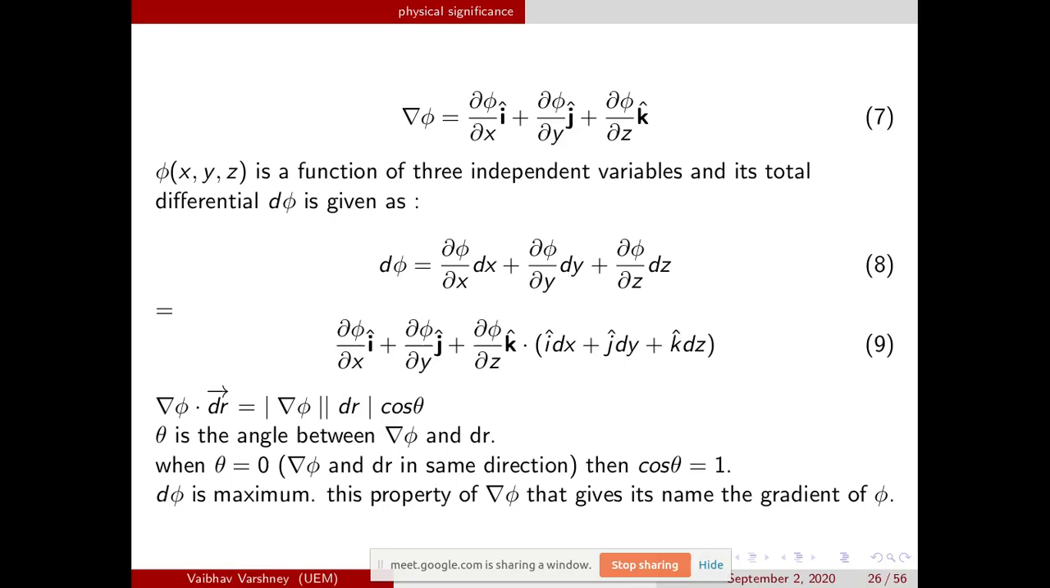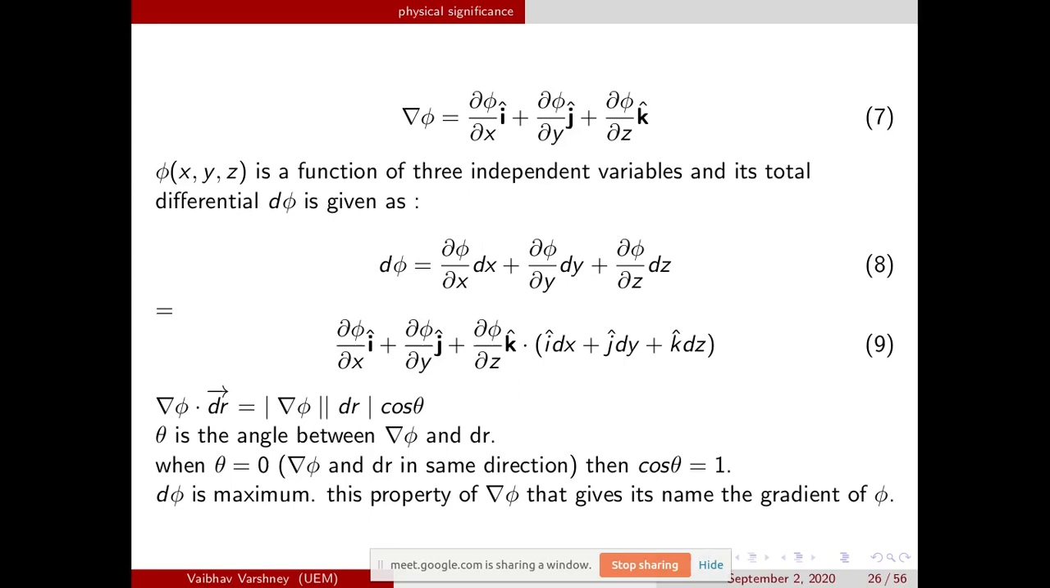Sir, then one question. When cos theta will be maximum, means when it will be 1, then gradient will be the minimum. No. How did you get that the gradient is minimum?